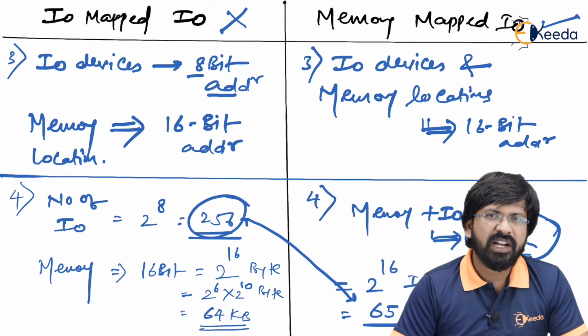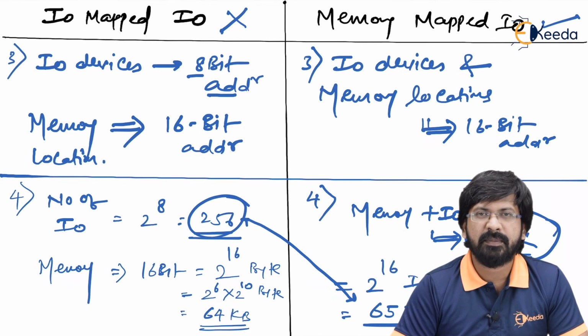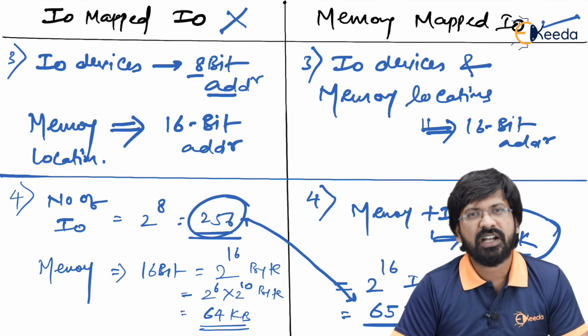But let's not get into advantages and disadvantages. It's all about the application that demands whether it is IO mapped IO technique or memory mapped IO technique. You have to adopt the appropriate one.